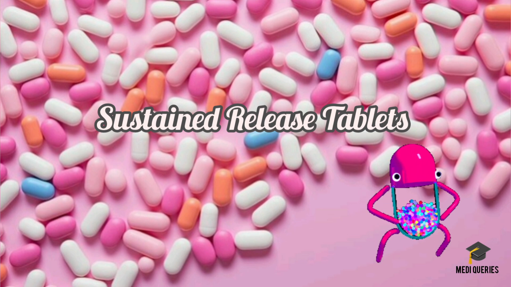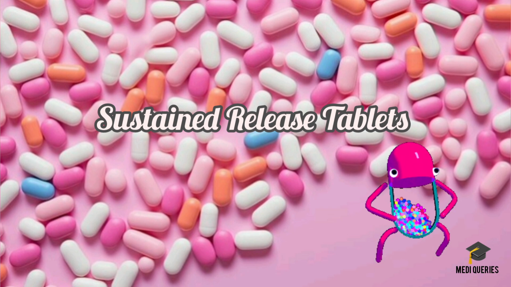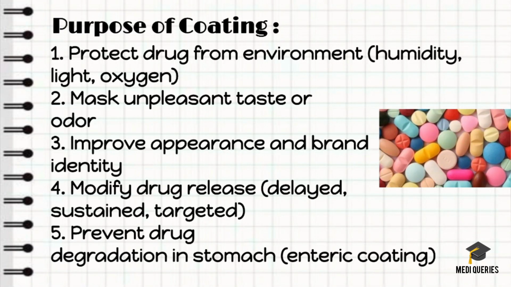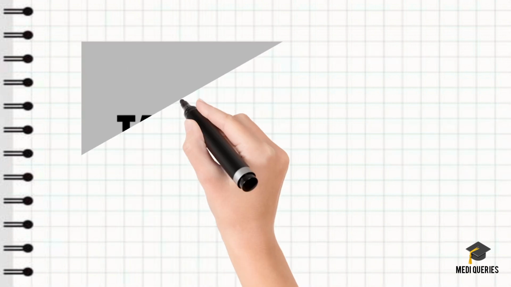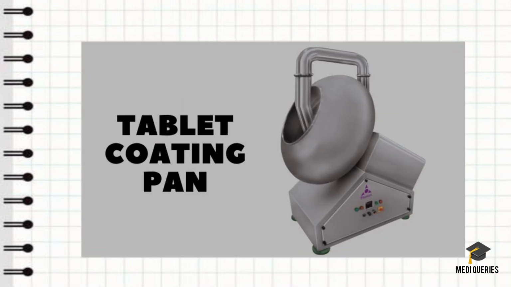Okay, so that's how we will produce the action in a sustained manner. That is another purpose of using these coating materials. So these are all the various advantages. Simply, consider them as the advantages or the purpose of coating the tablets. Okay, so let us see what processes are implemented to coat a particular tablet.